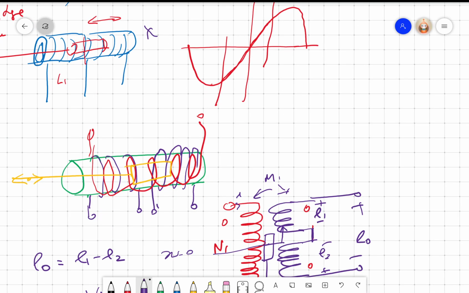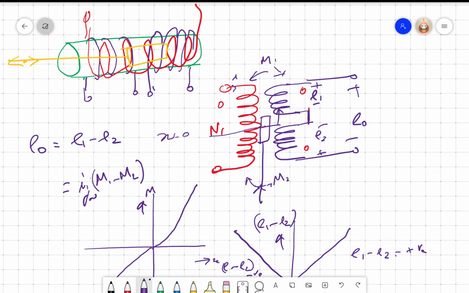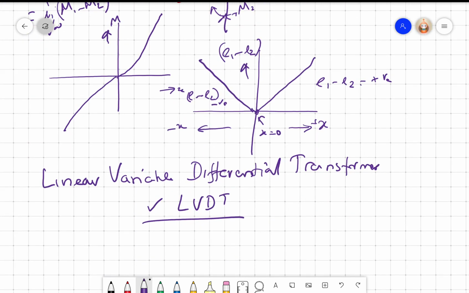You can buy them, and this LVDT is quite popular for both linear displacement as well as angular displacement, because whatever I talked about in the linear fashion, I can also just bend the coil to form a circle and I can get circular movement, giving me the same type of output, right?